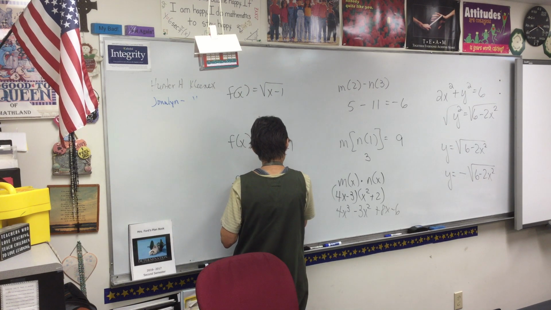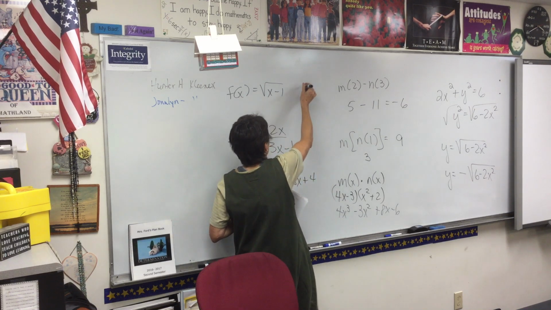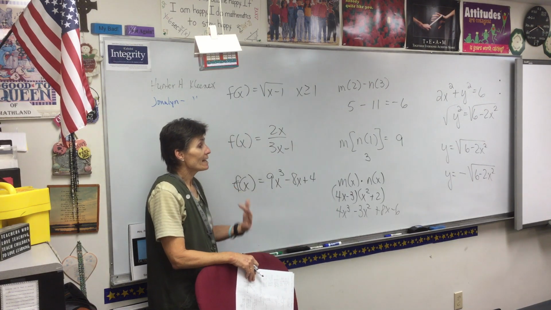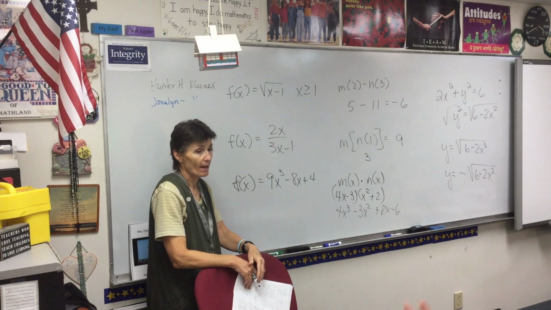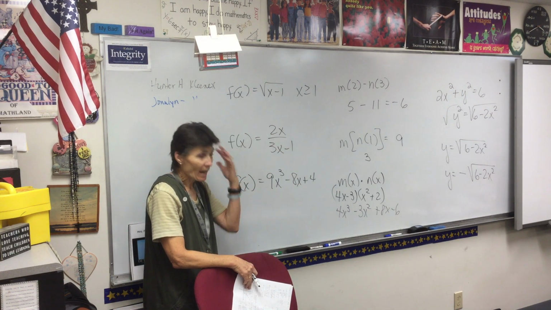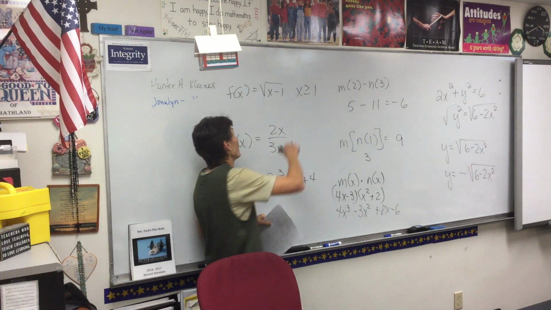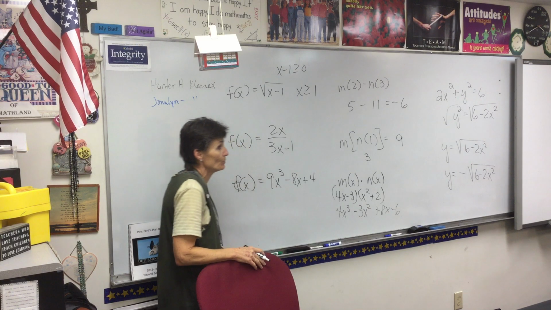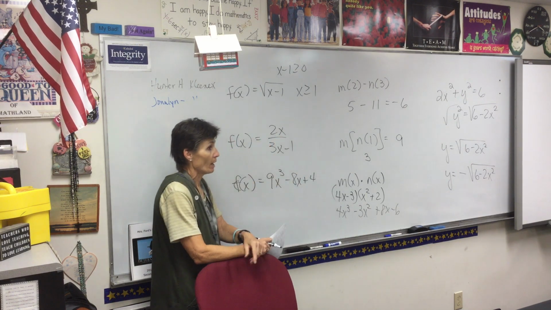What do you think? X is greater than or equal to 1. Why is that the domain? What is my logic, or what was his logic on that? The radical rule. We know whatever is under the radical must be bigger than or equal to 0. So x has to be bigger than or equal to 1.